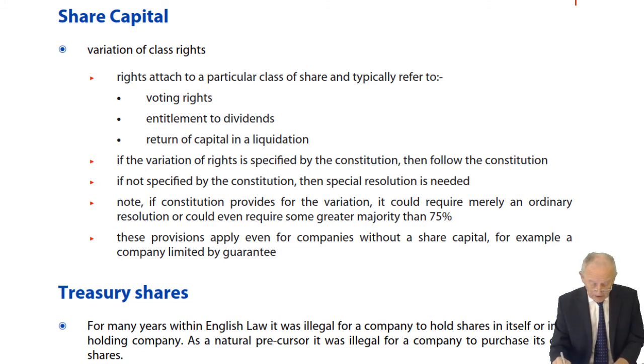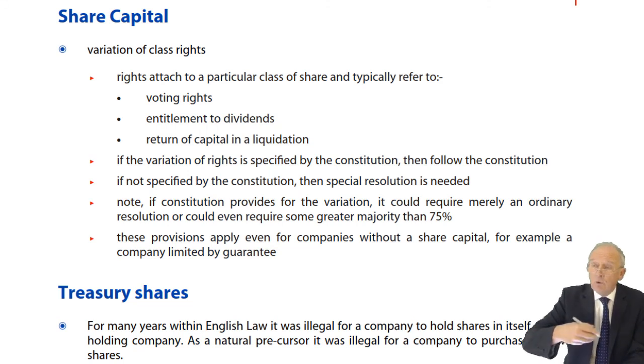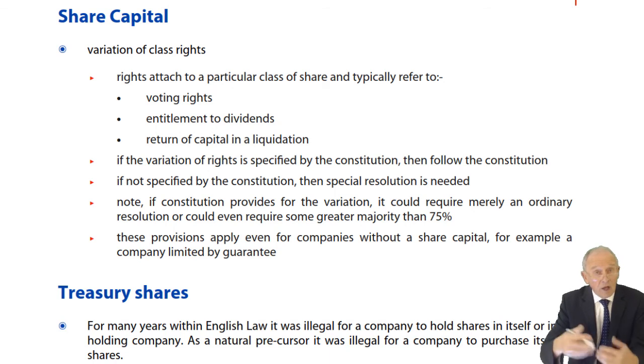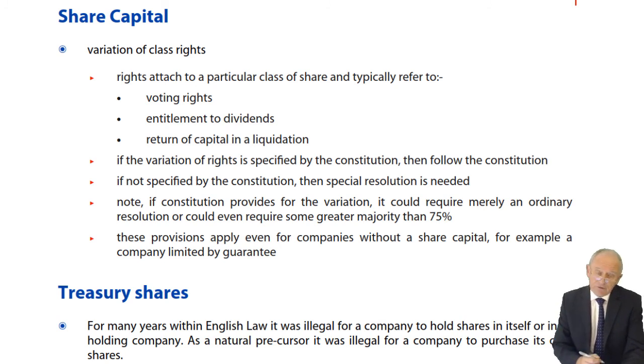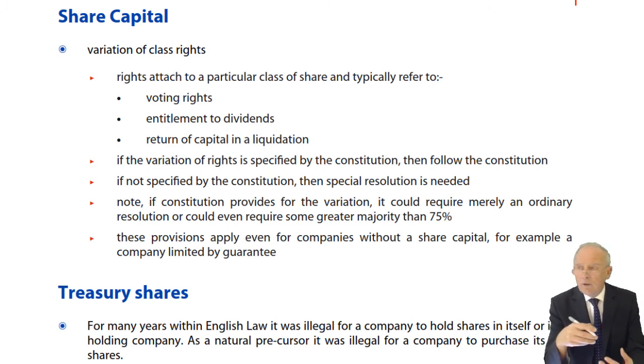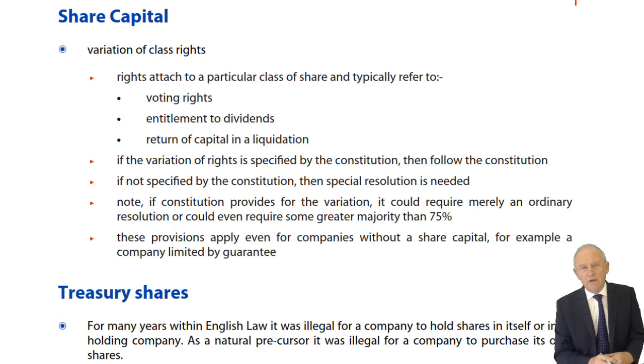Rights attached to a particular class of share refer to typically voting rights, entitlement to dividends, and return of capital in a distribution. Return of capital where we're facing typically liquidation, who's going to be paid in priority to others. If the variation of rights is specified in the Constitution, then that's what we do. If it tells us in the Constitution what mechanism, what procedure we need to follow in order to vary the class rights, then we follow the Constitution. If you're not happy, then you shouldn't have become a shareholder in the first place. It's your company. You are bound by the Constitution. The articles have contractual force on you as a member and as well as on the company.